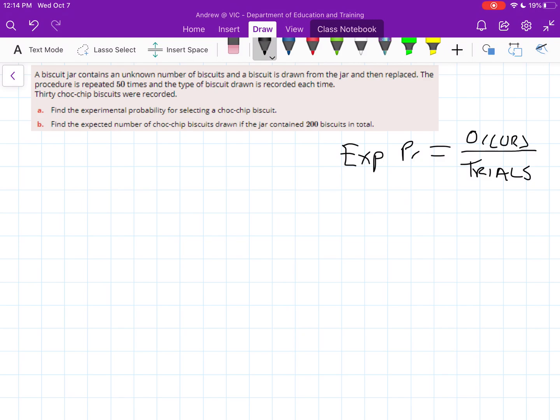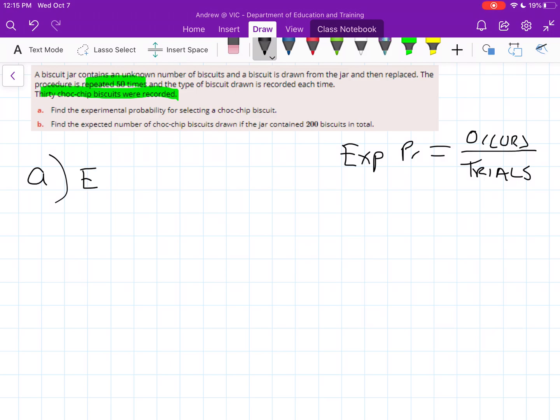So we'll get into this question here where we have a biscuit jar that contains an unknown number of biscuits, and a biscuit is drawn from the jar then replaced. The procedure is repeated 50 times and the type of biscuit is recorded each time. 30 choc chip biscuits were recorded. So that's the key bits of information that we have in the question. There was 50 trials and there was 30 choc chip biscuits recorded. So for part A, find the experimental probability for selecting a choc chip biscuit.